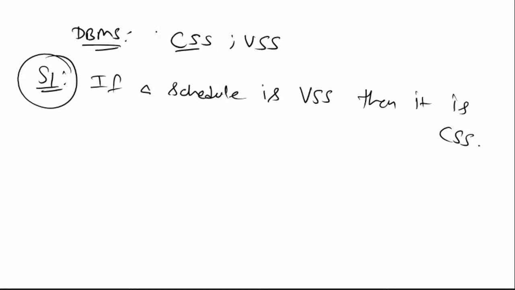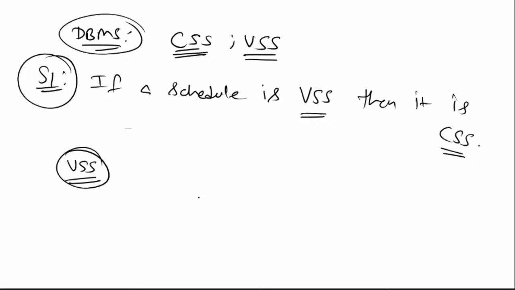In the DBMS, you must have studied this conflict serializable schedule, view serializable schedule. Now, this is the statement. If a schedule is view serializable, then it is conflict serializable. This statement S1, is this true or false? So you can see this statement is false. Why is this statement false? Because we have a counter example for this statement. We have view serializable schedules which are not conflict serializable.